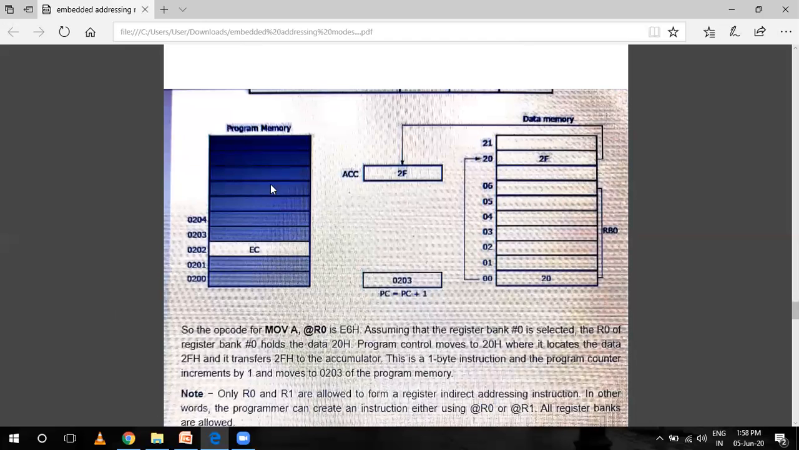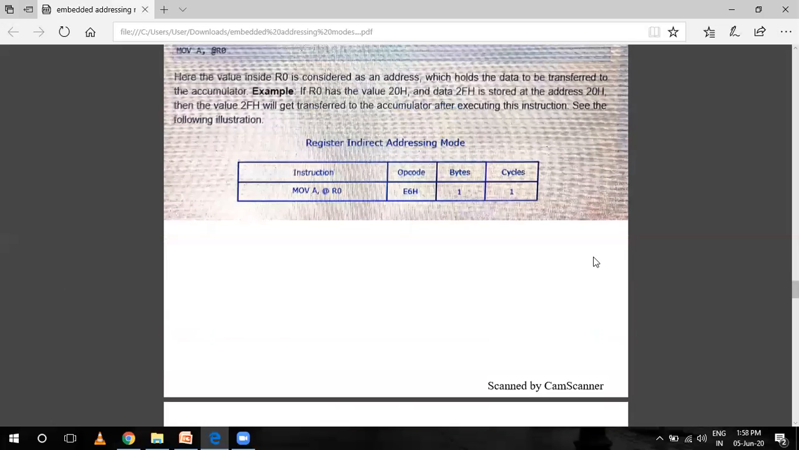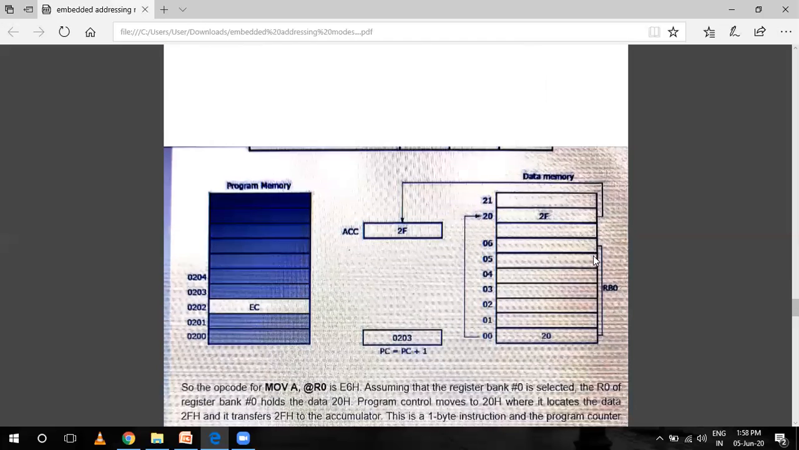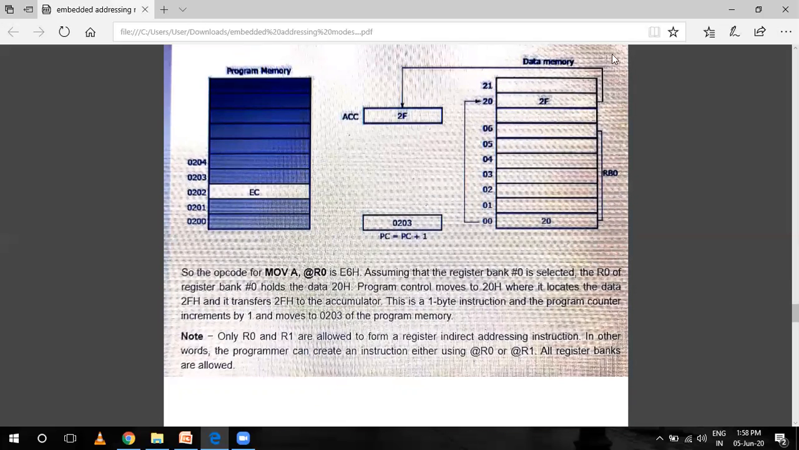You can see this example. Suppose you have location 20H, and on it the data 2F is there, and it will go to our accumulator, and the program counter is incremented by 1. Here you are using the opcode for MOV A, @R0, which is E6H. Assuming that register bank 0 is selected, R0 of register bank 0 holds the data 20H, and the program control moves to 20H, where it locates the data 2FH, and it transfers 2FH to the accumulator. This is a 1 byte instruction, and the program counter is incremented by 1 and moves to 203 in the program memory.